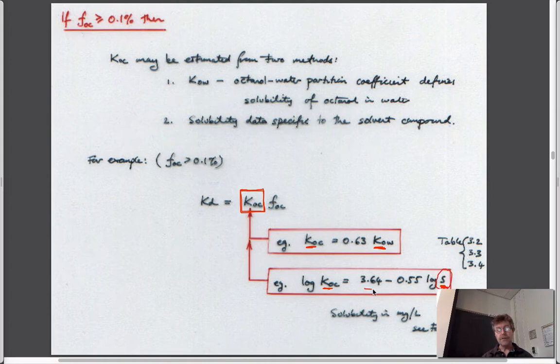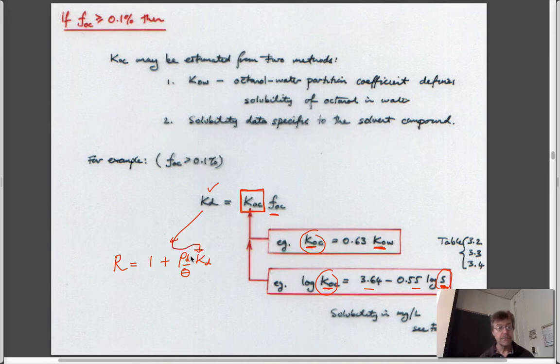And so if we know what the rest of these coefficients are, then we can get this from either one of these two routes. And if we have it, and we know the fraction of organic carbon, then we have what we want. And I guess if we have what we want, we know that retardation is equal to 1 plus density of the aquifer, volumetric moisture content, KD.